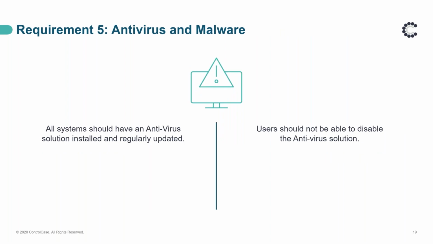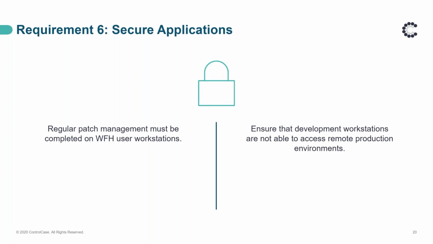Requirement number 5 spans across antivirus and malware. This was probably a requirement that was already existent. Most companies were compliant, and this continues to be an important aspect where all work from home workstations should have antivirus installed, updated, and then even though they're connected from the home network, users should not be able to disable the antivirus or malware solution.